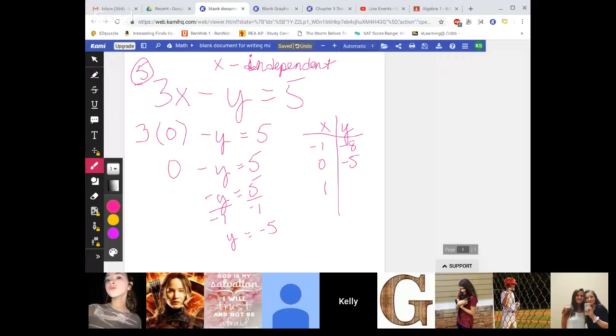Okay. So 0, -5. Now, what we're doing by creating an x and y table is we're actually creating values or ordered pairs. So now we're going to plug in a 1.